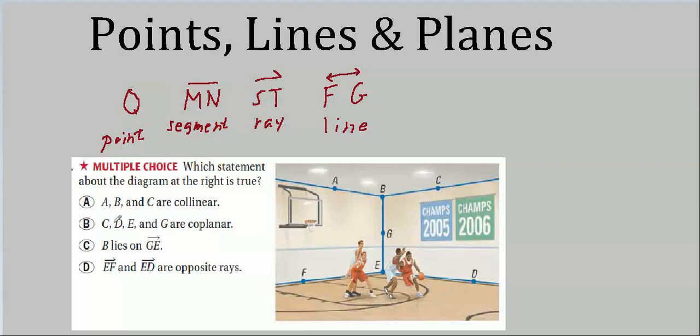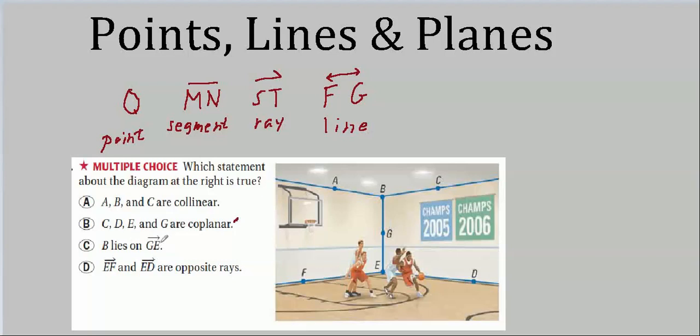What about coplanar? Let's see here. C, D, well, I got C, D, E, and G. Well, you can see if we treat these walls like planes, which is legitimate, the segment BE represents the intersection. The intersection is in the plane. So C, D, E, and G are all on the same plane, and therefore coplanar. So it looks like this one's true. But let's double check and see how the other ones look.